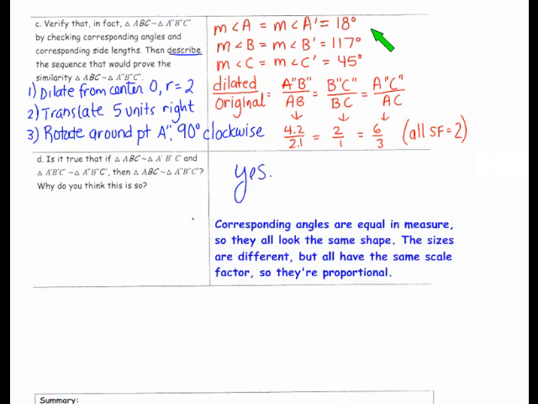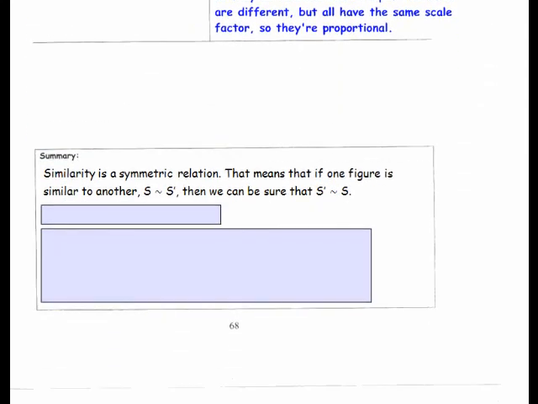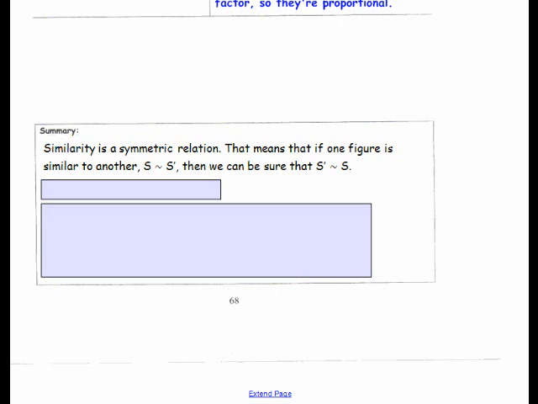Our corresponding angles are equal in measure, so they all look the same shape. The sizes are different, but all have the same scale factor, so they are proportional. In summary, similarity is a symmetric relation. That means that if one figure is similar to another, we know that S is similar to S prime, then we can be sure that S prime is similar to S.